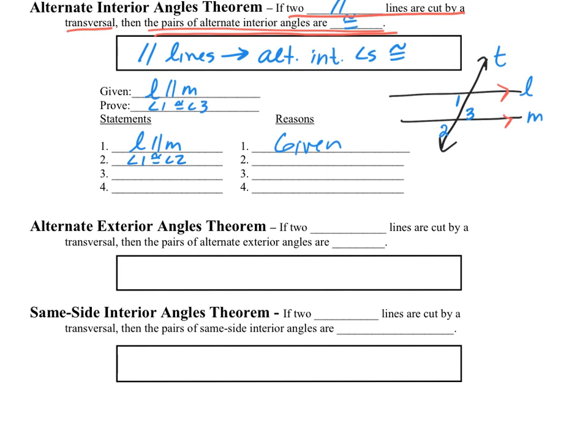Now we're going to write it in shorthand, so write this: parallel lines. We're going to assume that we have parallel lines cut by a transversal. We get to conclude that corresponding angles are congruent.